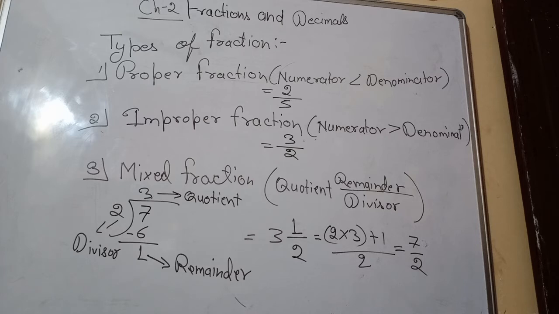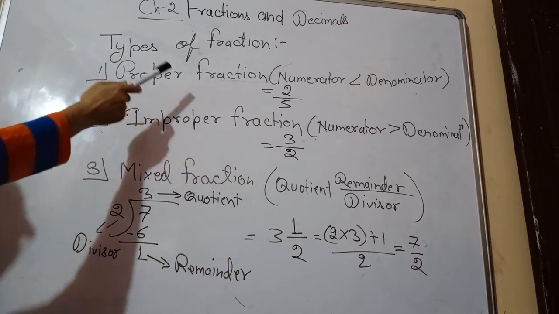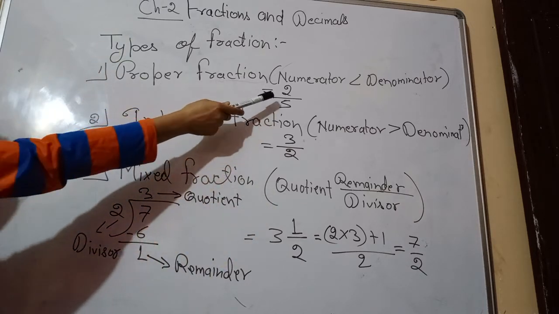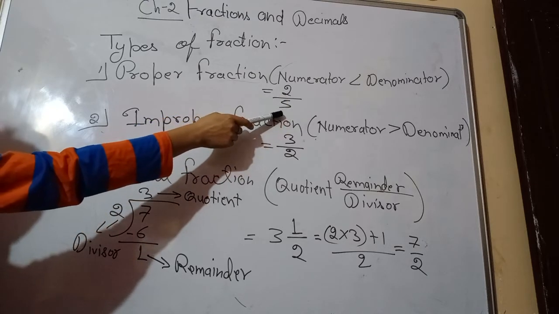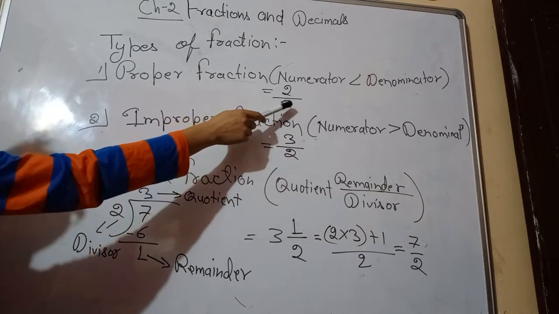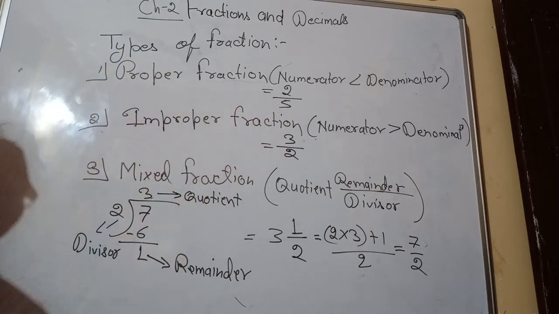Now here we will discuss the types of fractions. How many types of fractions are there? The first one is called a proper fraction. What simple rule can you apply for a proper fraction? When the numerator is less than the denominator, that is called a proper fraction. Here you can see the number written on top is called the numerator, and the number written below is called the denominator. So 2 is less than 5, meaning the numerator is less than the denominator, so that is a proper fraction.